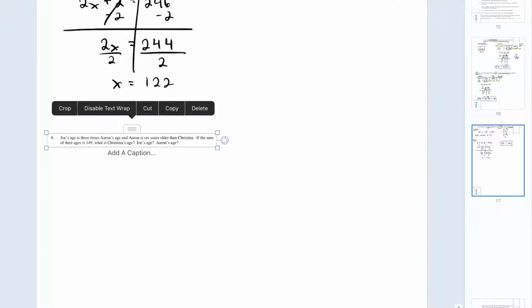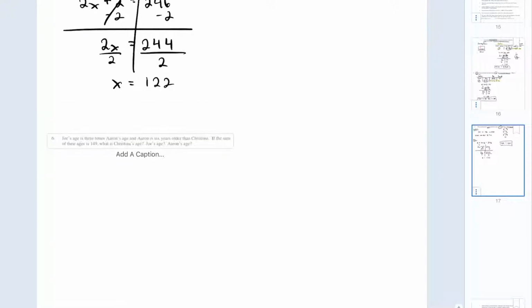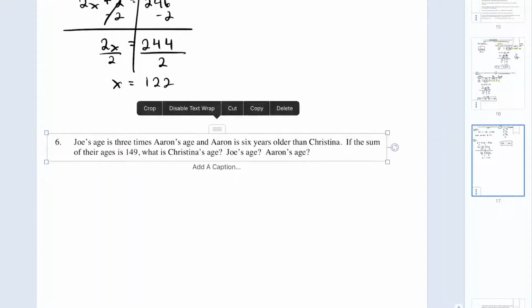Number 6. Talking about ages here. Joe's age is 3 times Aaron's age, and Aaron is 6 years older than Christina. If the sum of their ages is 149, what is Christina's age, Joe's age, and Aaron's age?